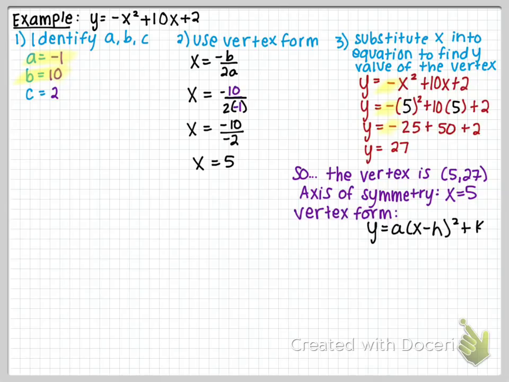Vertex form. This is what we're trying to plug it into. This is our vertex form, right? So, y equals, what's our a? Our a is negative 1. Times (x minus 5). Where did I get the 5? From our vertex. That's what I just got right there. x minus, so our h is 5. Squared plus 27. k is 27. That's just that point of the vertex. Okay? And that's it.